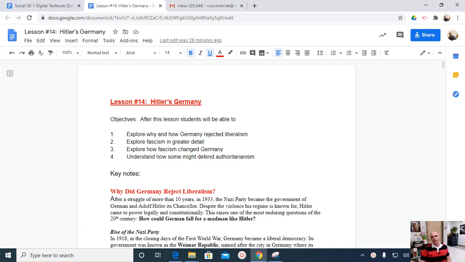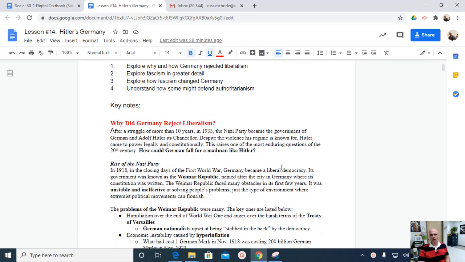Welcome back. This is lesson 14, Hitler's Germany, and after this lesson you should be able to explore why and how Germany rejected liberalism. You should understand fascism to a greater extent, and you should be able to see how fascism changes Germany and why some might be tempted to defend authoritarianism.